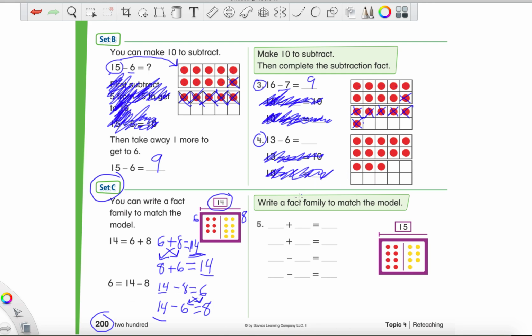Okay? Now go ahead and try number 5 on your own. But just to give you guys a little bit of a hand, I'm going to give you the numbers that go with these dots. So for the red, we have 8. And then for the yellow, we have 7. Now go ahead and make a fact family with 15, 8, and 7.